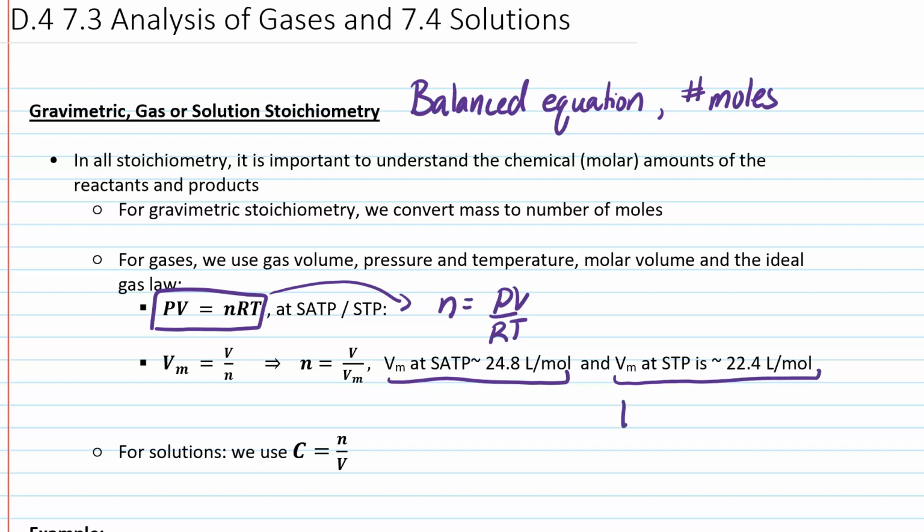So if molar volume, as a reminder, equals the volume of your substance divided by the number of moles, then you can write this in terms of calculating the number of moles. n is going to equal the volume of your substance divided by the molar volume. And for solutions, we're dealing with concentration. We know that C, concentration in moles per liter, equals n over V. Therefore, if you want to write that in terms of moles, n equals concentration times volume.